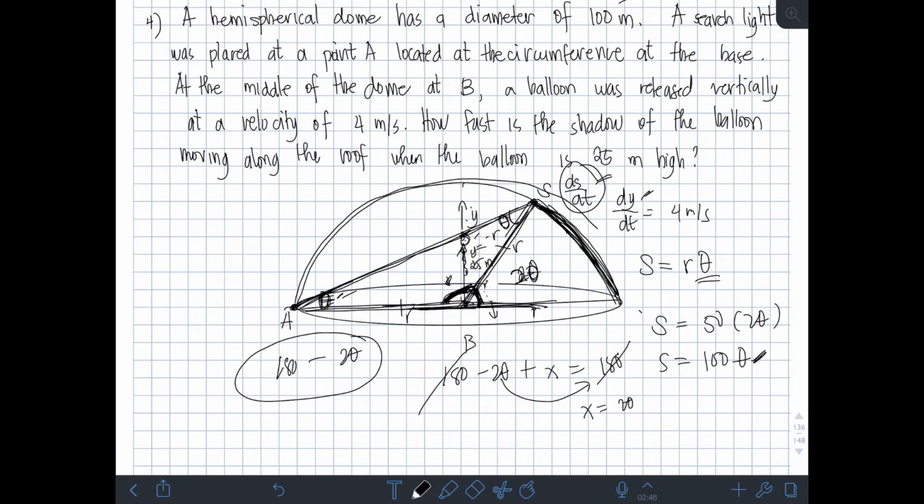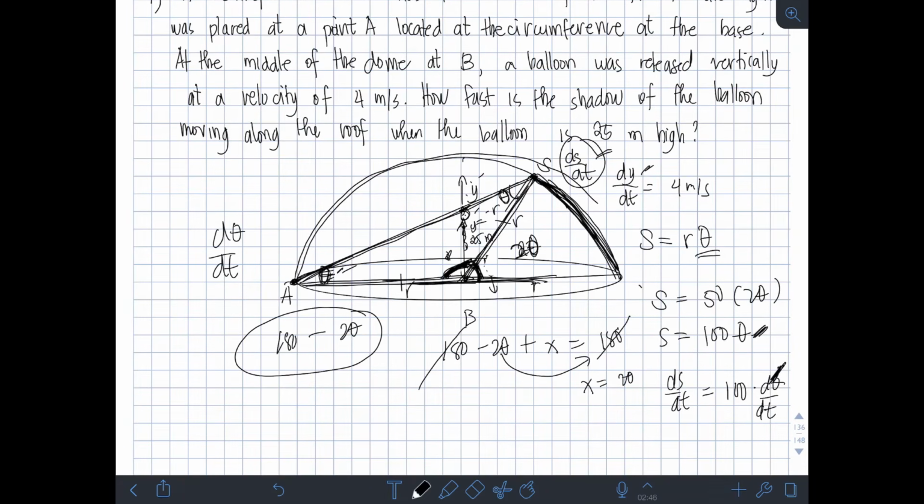Ngayon, wala naman tayong theta. Wala tayong rate of change nung theta natin. So, pwede na sana nating i-derivative ito, ds over dt is equal to 100 times d theta over dt. Kaso nga wala tayong rate of change ito. Ang meron tayo is yung rate of change nung height nung balloon. So, pwede nating gawin is bumuo ulit tayo ng relationship naman nung theta with respect dito sa y, yung height nung balloon.